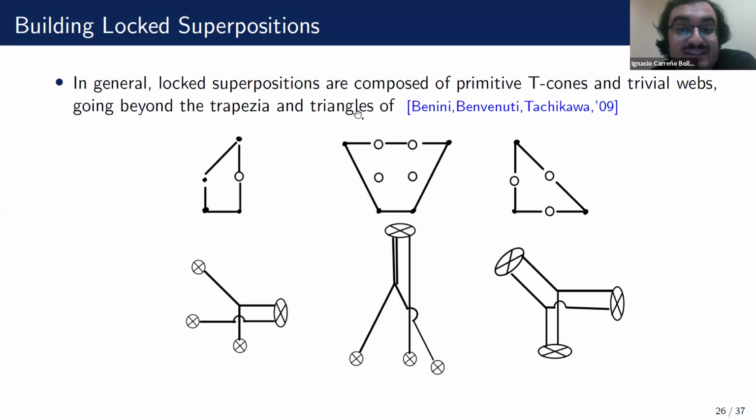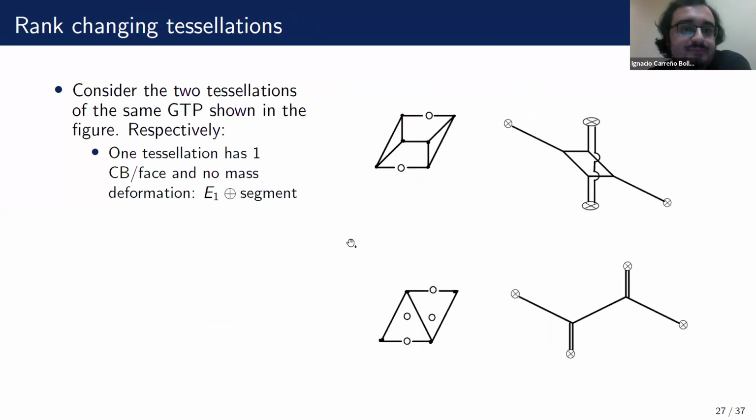Additionally, we have some new pieces that were not considered in the original paper on the propagation of the S rule by Benini, Benvenuti, and Tachikawa. So, for example, this piece in the middle is a 2-1 T-cone locked superimposed with a trivial segment, which results in this piece that, according to the authors of the paper, should not be supersymmetric, but in fact fulfills the S rule.